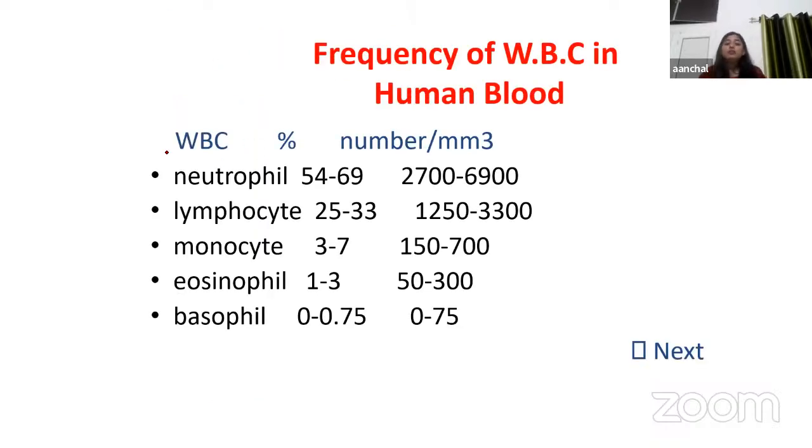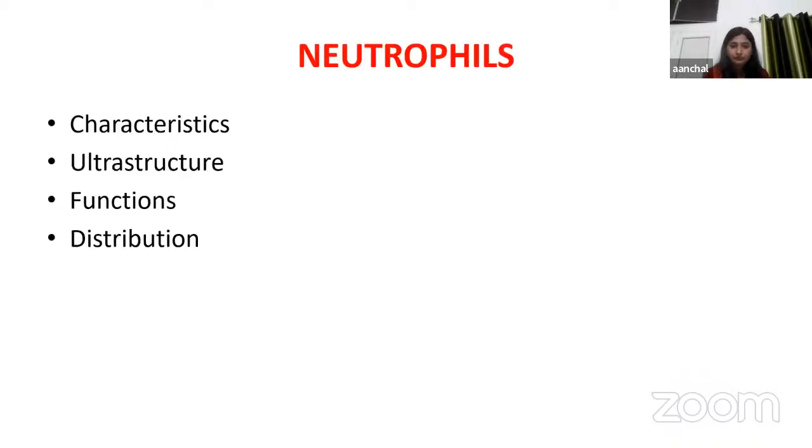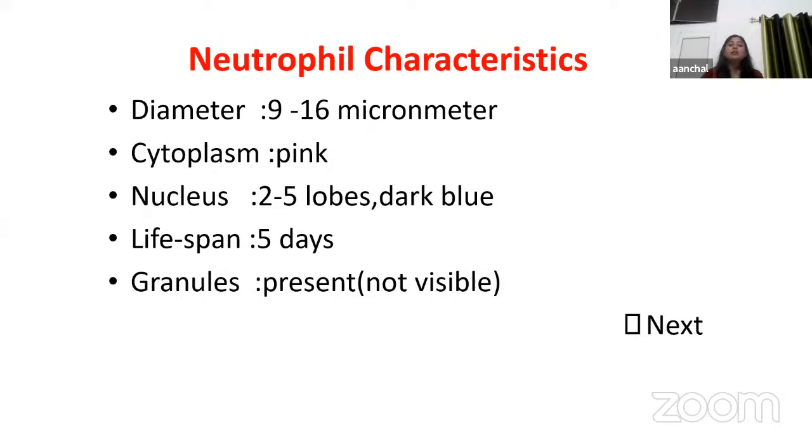Okay, so this is all about it. The neutrophil is the most abundant cell and it is present approximately 54 to 69%. The lymphocyte is 25 to 33%. Then monocytes are 3 to 7%, eosinophils 1 to 3%, and the basophil less than 1%. So talking about the characteristics, the diameter ranges between 9 to 16 micrometer. The cytoplasm is pink, and then lobes can be 2 to 5. The lifespan is 5 days, and the granules are present but not visible.